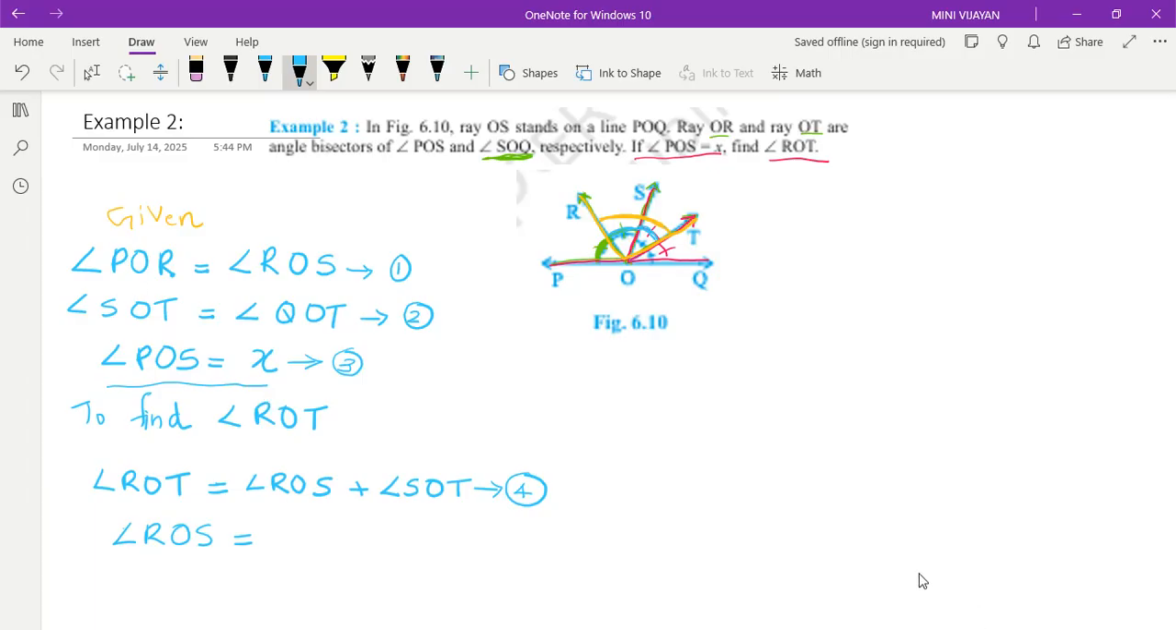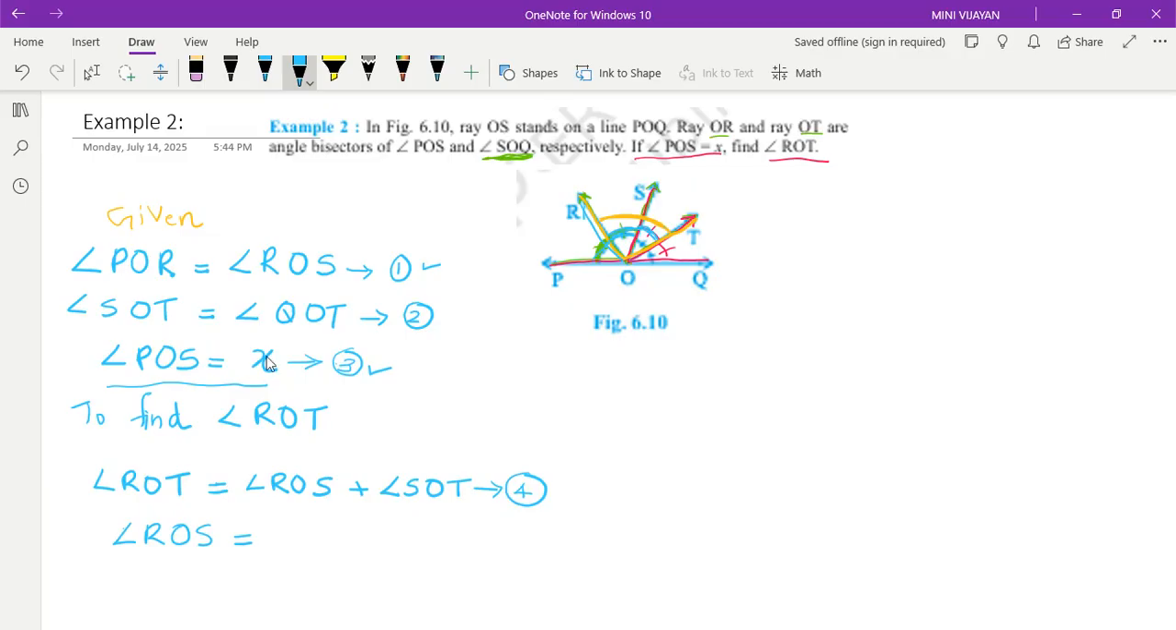Yes, we can write POR and ROS are equal, and this POS is divided into two equal halves because OR is the angle bisector. Since OR is the angle bisector here, we can see that angle POR and ROS are equal. That is how we wrote the first condition here. So ROS from 1 and 3. Take the condition 1 and 3 and tell me what is the measure of ROS.